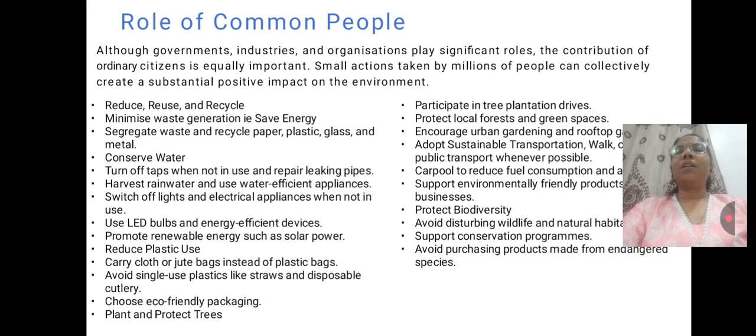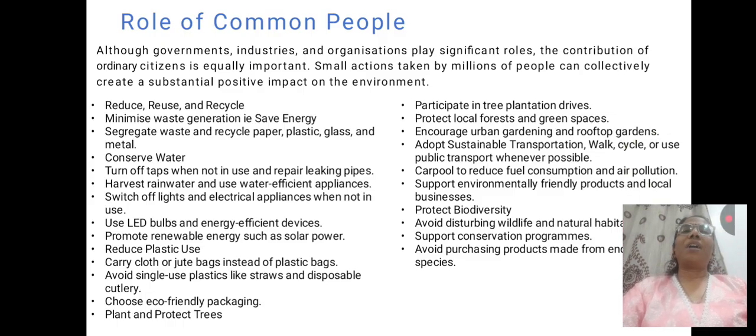Now these are the small steps you have to take or follow in your day-to-day life so that it will be a good stage for environmental sustainability. Now which are those? See, there are 3 R's: reduce, reuse and recycle. Follow the rule of these 3 R's. Minimize waste generation and save energy. Then segregate the waste and recycle paper, plastic, glass and metal.